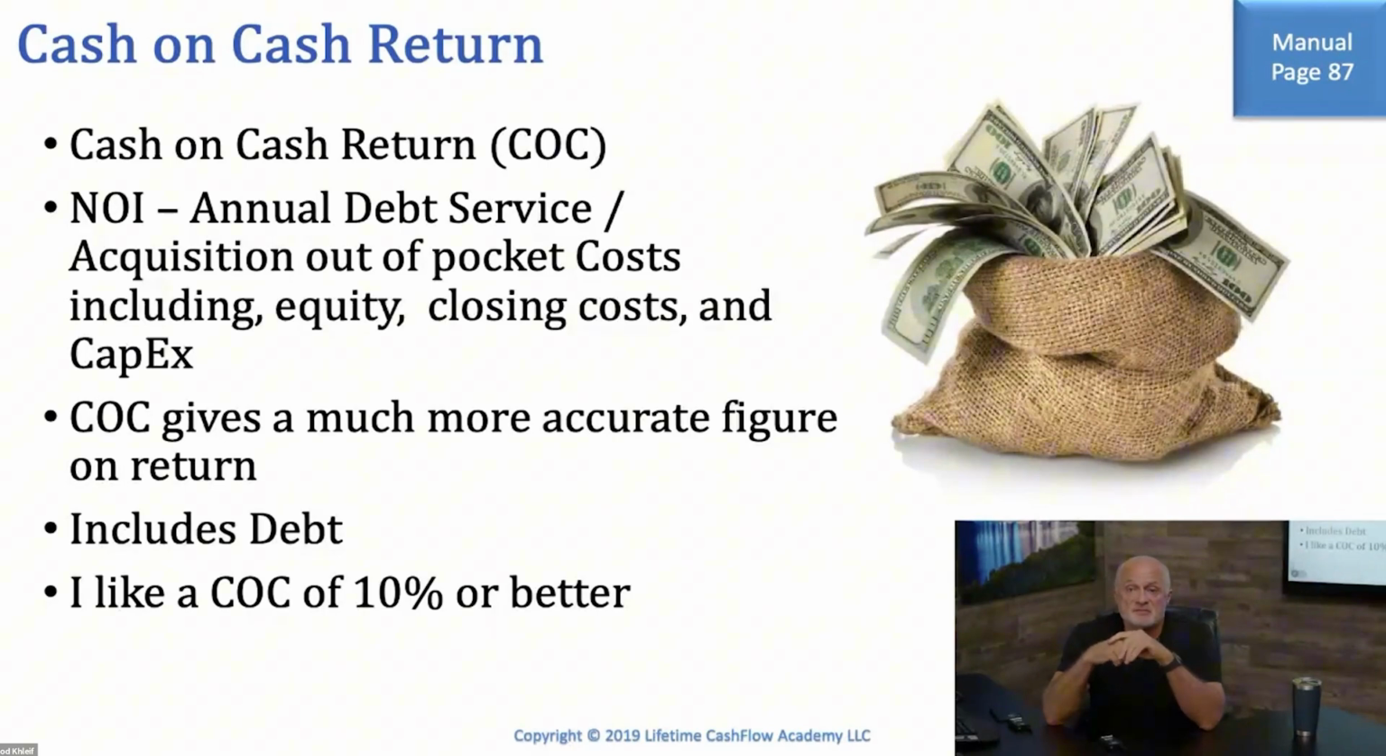Remember, if somebody invests 100 grand, they get 10,000, it's 10%. It's pretty straightforward, but it gives you a really accurate figure on your return, and it does include debt. I like to see 9 or 10% on cash return.